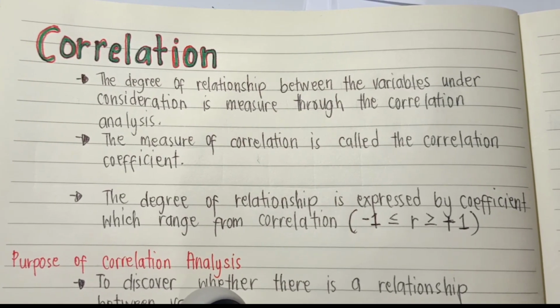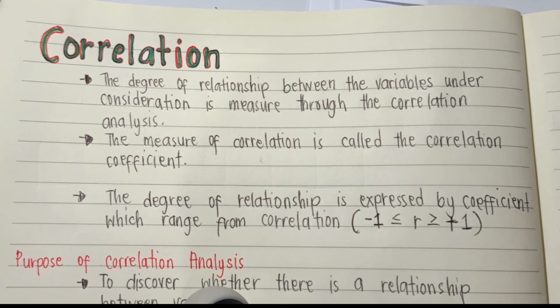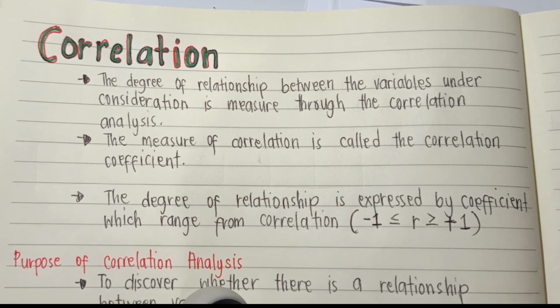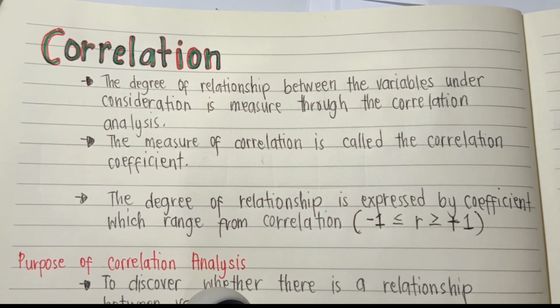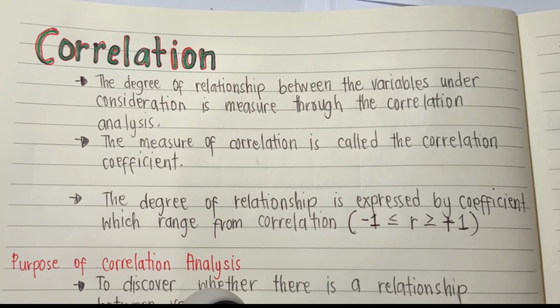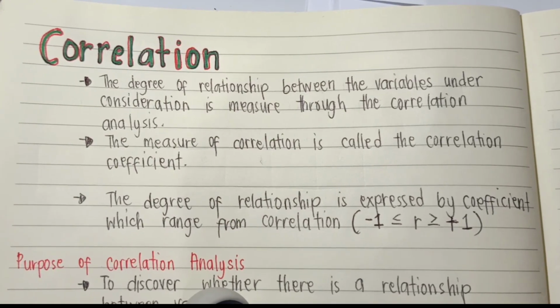So, ang range po ng correlation natin is from -1 up to +1. So, dun lang po dapat papasok yung mga values ng ating R pag nag-compute tayo mamaya. From -1 up to +1.